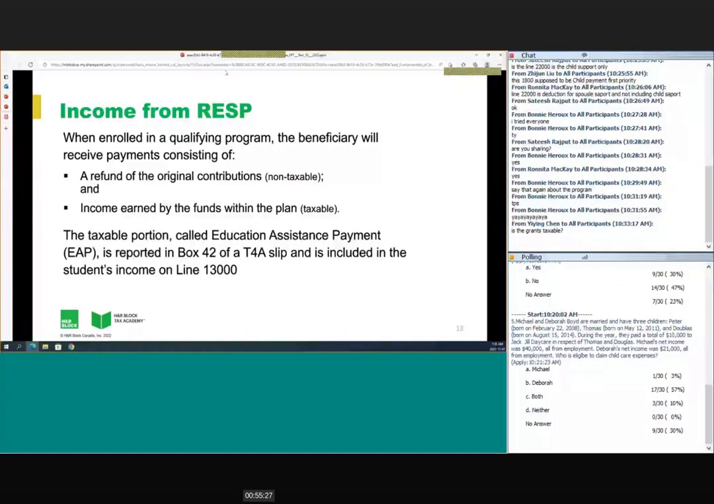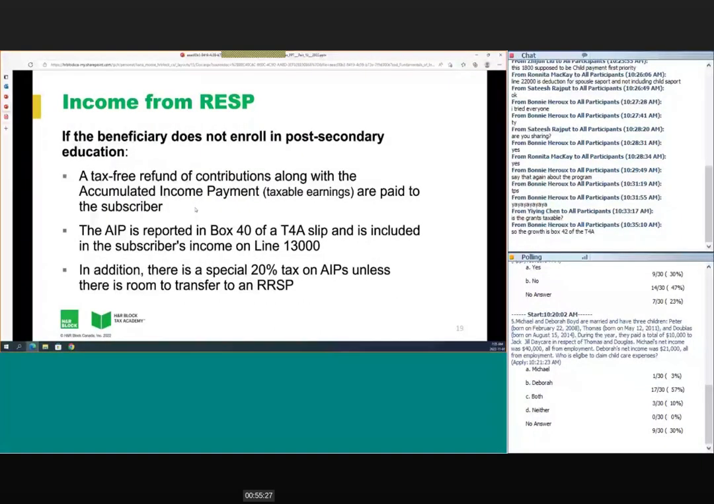So you will not pay tax on the contribution, only the growth in the fund. What happens if the beneficiary, yes, that's right, Bonnie, the growth is in box 42 of the T4A. That is correct. That is what has to be included in the income of the student.